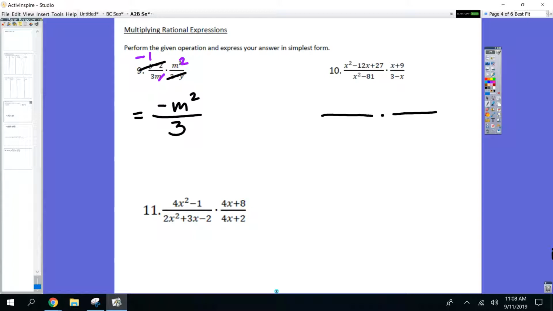Art! Yes, I can. Top left can be factored. Don't give it away. Correct. Ashley. The bottom left can be factored. Nice job. Anything else be factored? Nope. X plus 9 and 3 minus x.